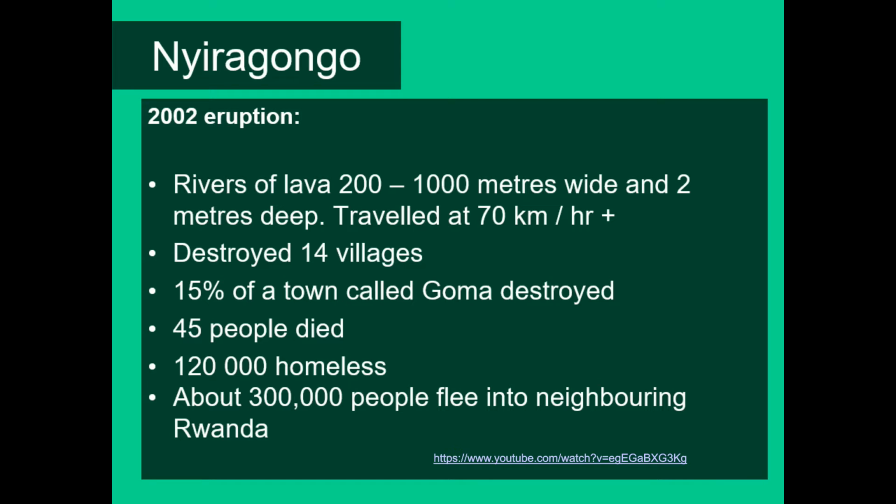But in 2002, Nyiragongo erupted, and this is the important bit. Lava does not usually travel that quickly, and I think you would agree that you are not getting out of the way of that. You don't stand a chance against 70km/h lava. I mean, it's just horrific. It led to forced migration, so that's a nice little link to other stuff we've learned about.